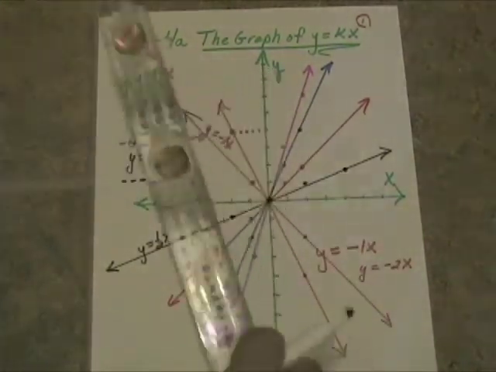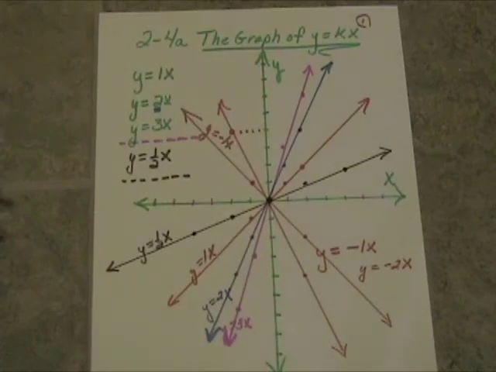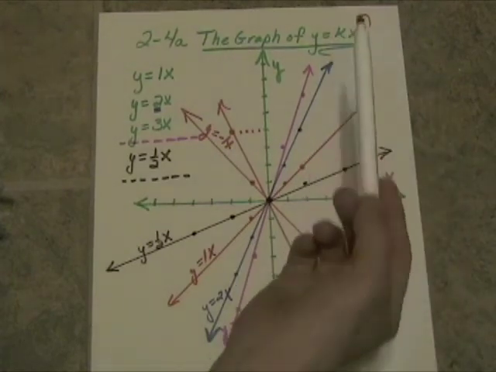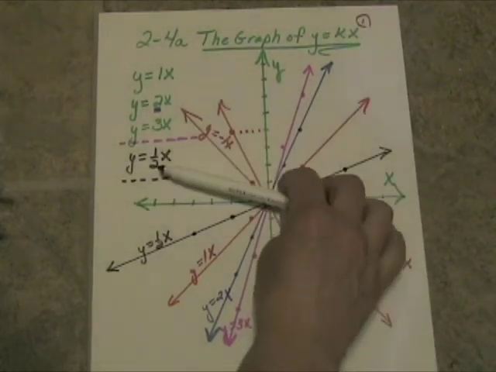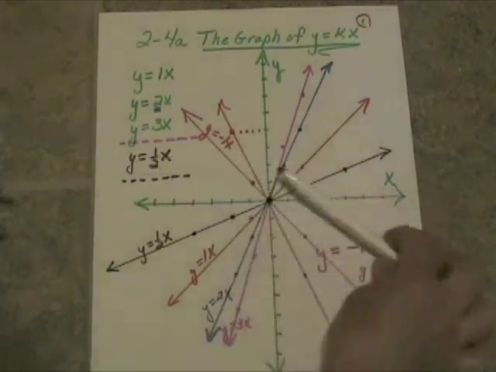And it turns out that the same thing will be true also for the fractions. If we multiply by a negative fraction for k, it will be less steep, but it'll still be going downhill.